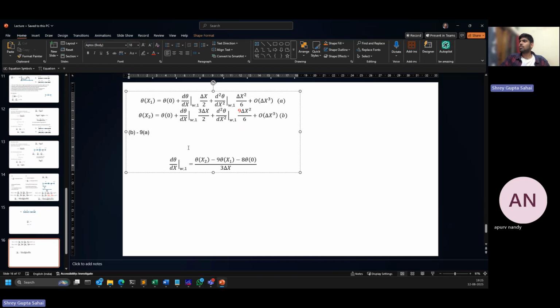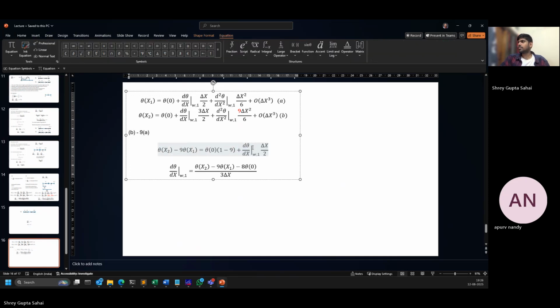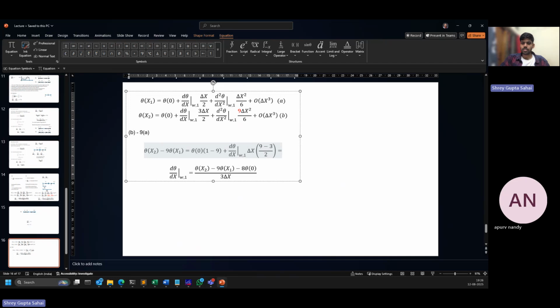Okay, so if I do that, what do we have? We have theta of x2 minus 9 theta of x1 equals theta of 0. Then I take a bracket, 1 minus 9. Then I take this term. I just take this delta x instead of delta x by 2. So what I get here is 9 by 2 minus 3 by 2, right? Which is 9 minus 3 by 2 plus some higher order terms. We'll not take care of those.